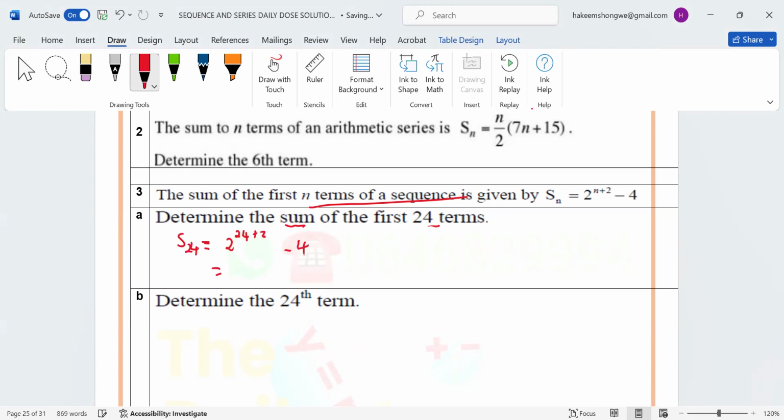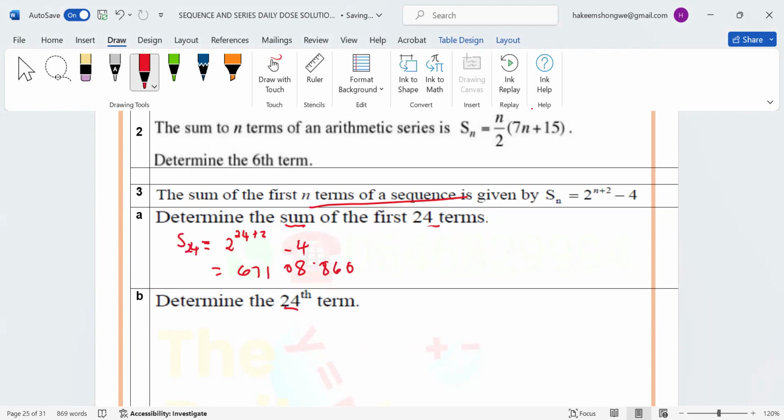And then what you get as the answer is 6, 7, 1, 0, 8, 8, 6, 0.